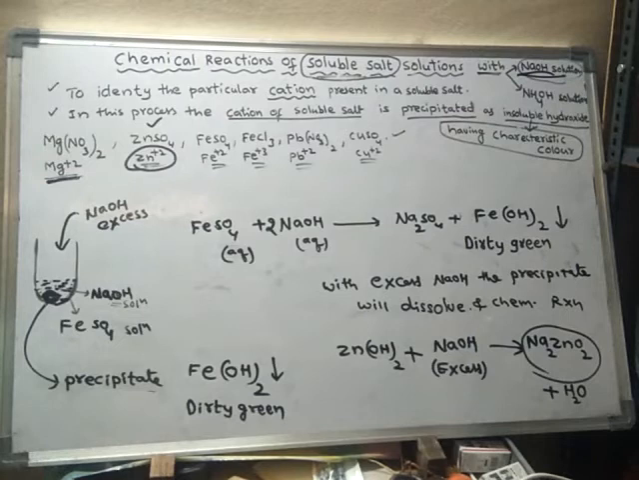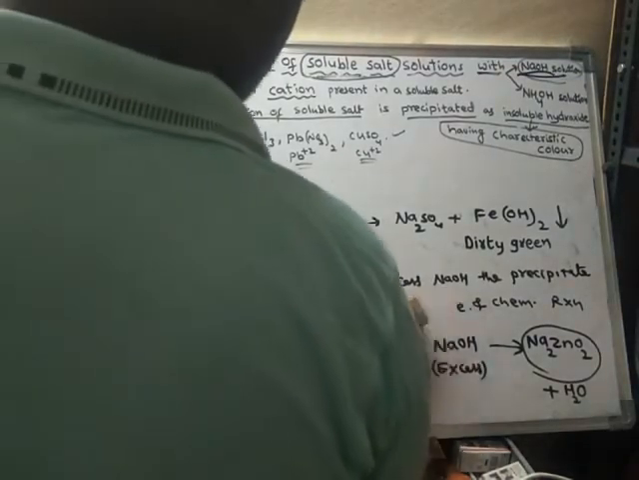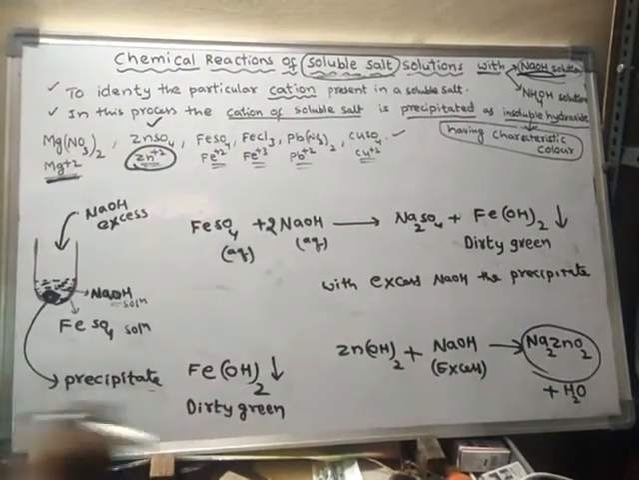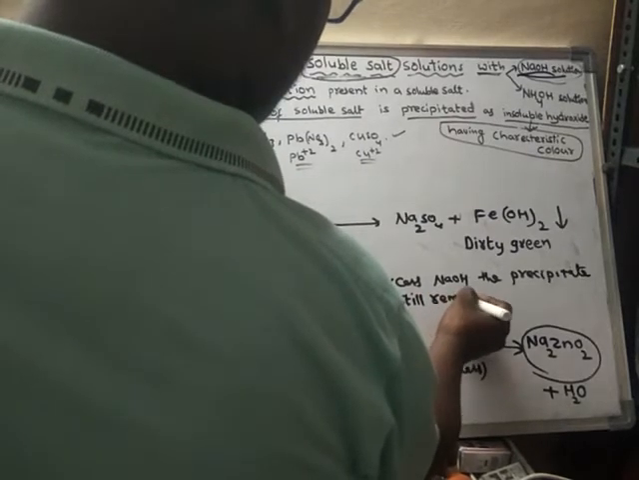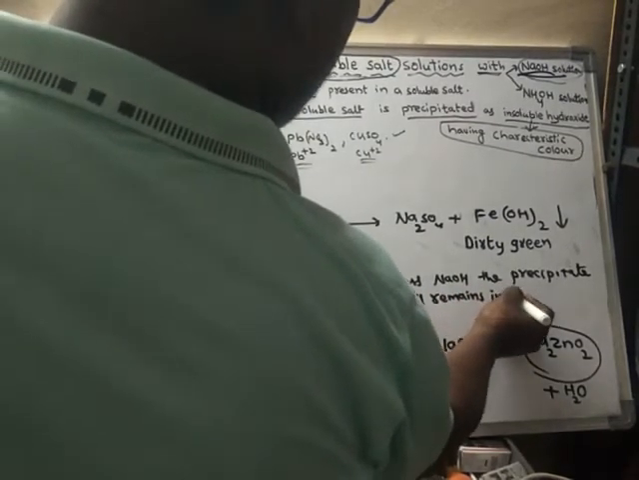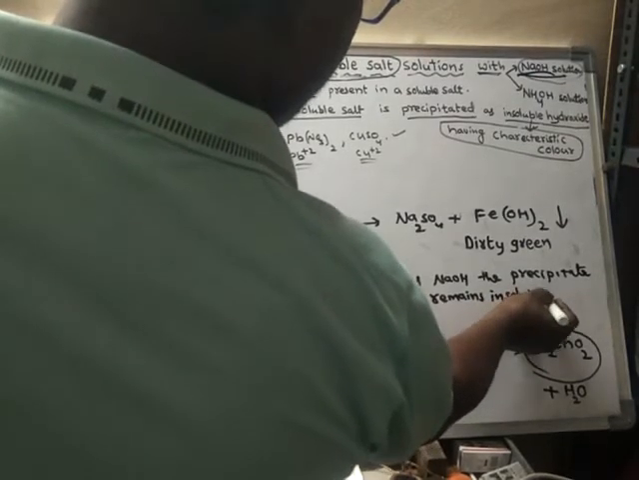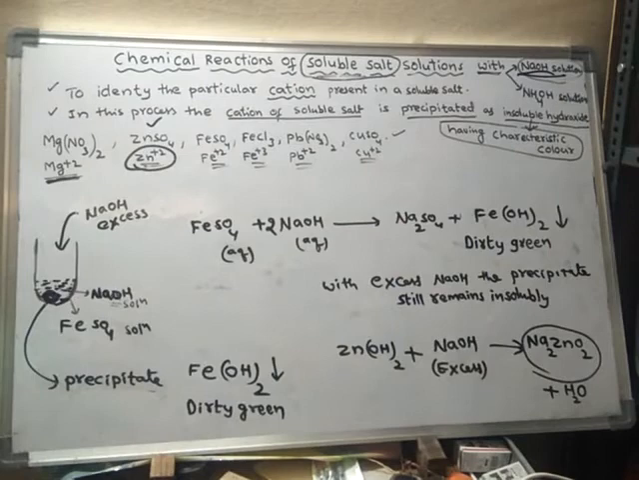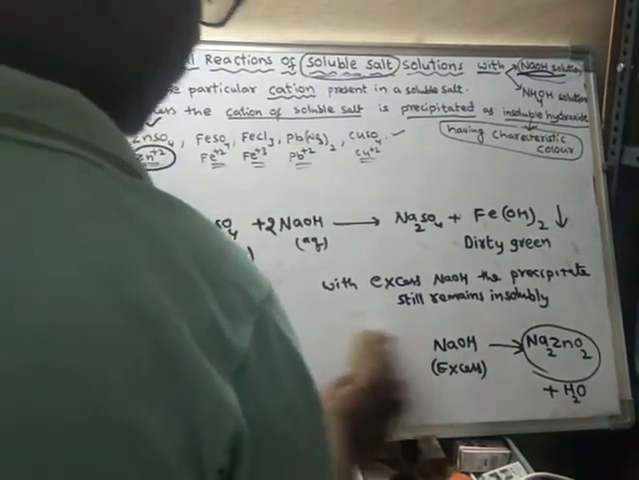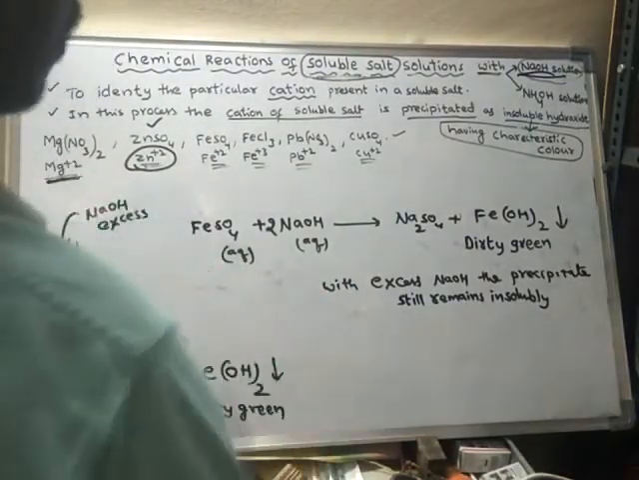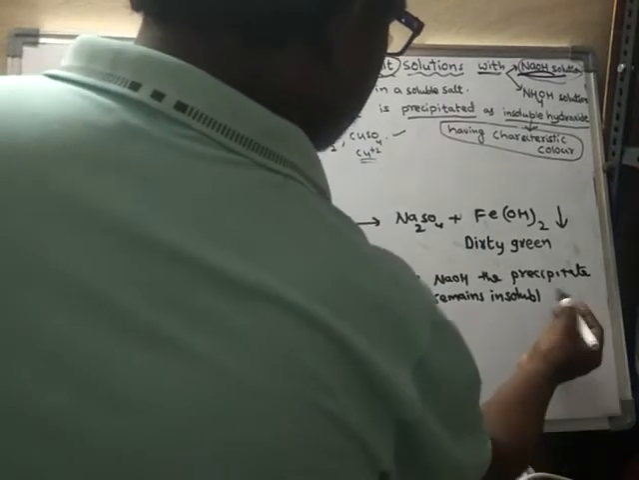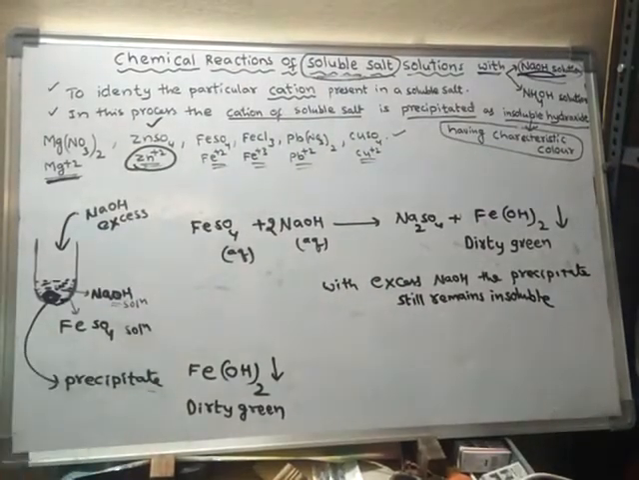This precipitate cannot dissolve. Even after addition of an excess amount of sodium hydroxide, the precipitate still remains insoluble, and the color of that precipitate is still dirty green only. So from this it is understood that there is no further reaction, and it still remains insoluble.